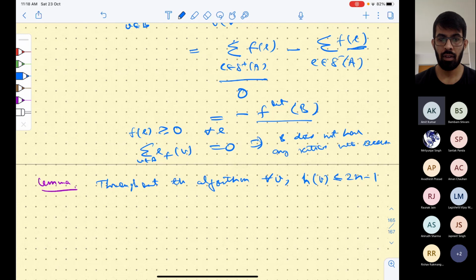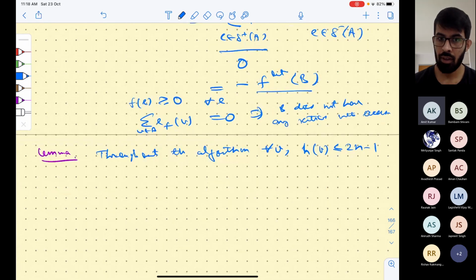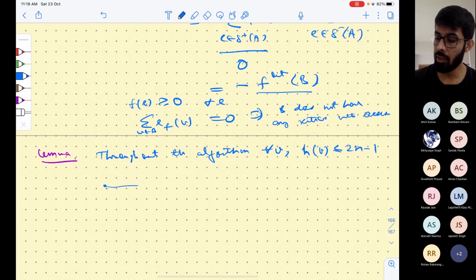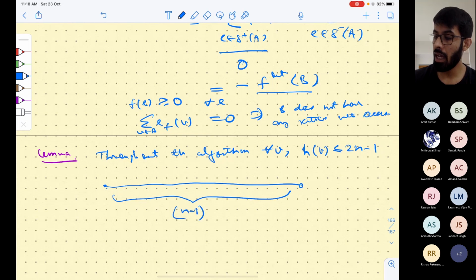Sir, because labeling only happens when there is excess at a vertex. And if there is excess at a vertex, then there will be a path from it to S. Exactly. So if some vertex has excess, then there is a path from it to S. The path can have how much length? N minus 1. S is at N already. H of S is equal to N.